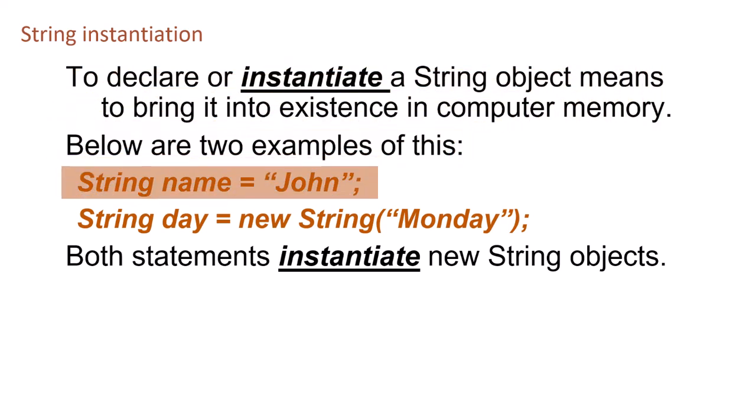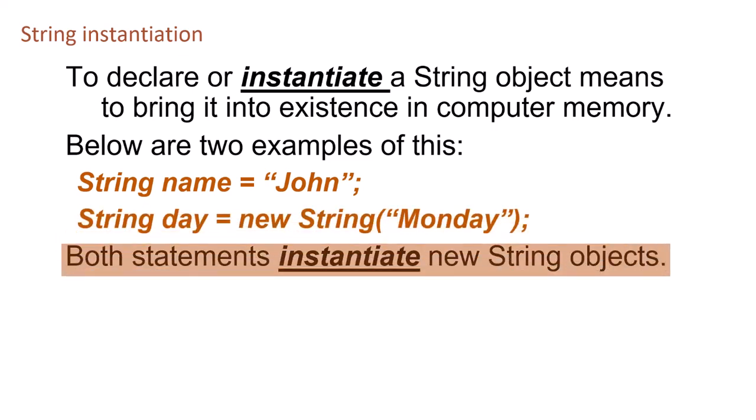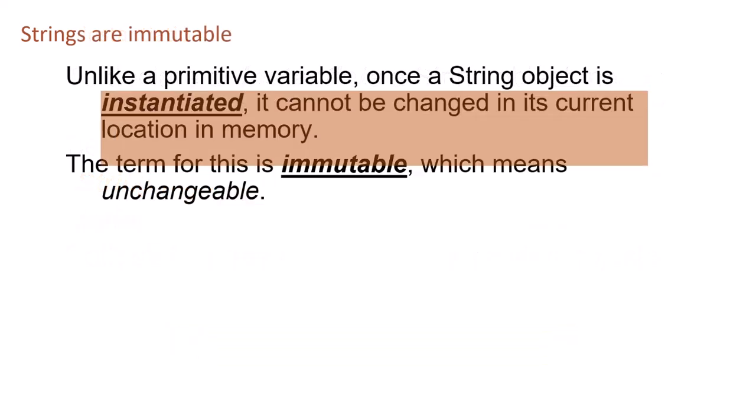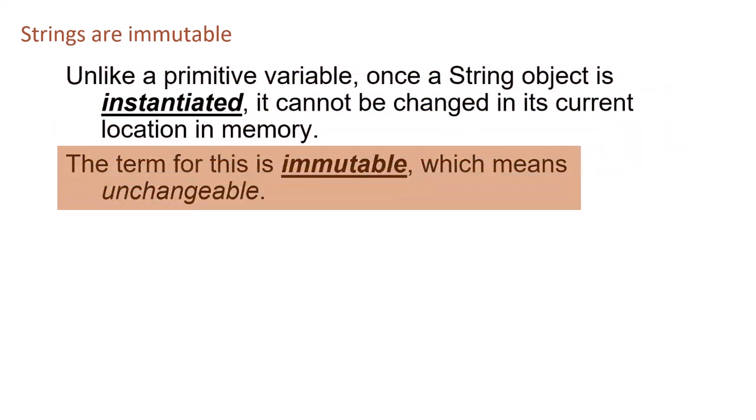String name is assigned John. String day is assigned a new string Monday. Both statements instantiate new string objects. Unlike a primitive variable, once a string object is instantiated, it cannot be changed in its current location in memory. The term for this is immutable, which means unchangeable.